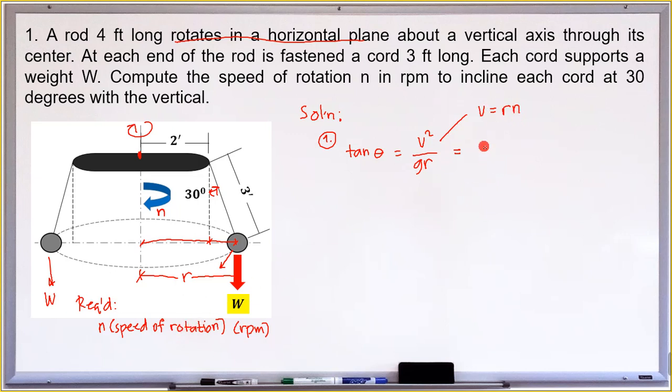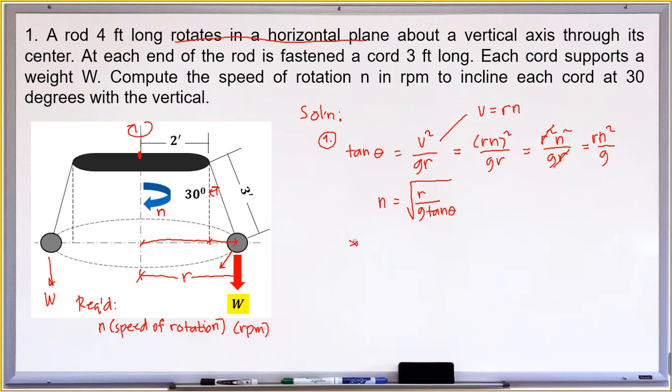That is what we are looking for. So therefore we can write that as Rn squared over gR, so R squared, n squared all over gR. Cancel the R, so we have Rn squared over g. So solving for n, n is equal to the square root of r over g tangent of theta.